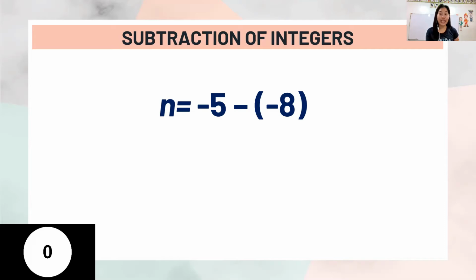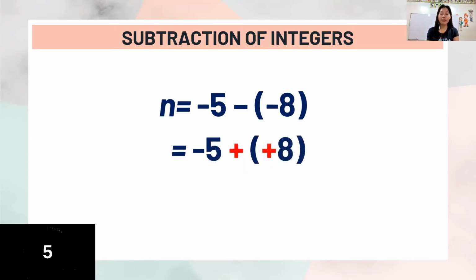Time is up. Let us check if you've got it right. N equals negative 5 minus the quantity of negative 8. This becomes negative 5 plus the quantity of positive 8. The subtraction sign became a positive sign, and the sign of the number after the operation sign was replaced with its opposite. So negative 8 became positive 8.